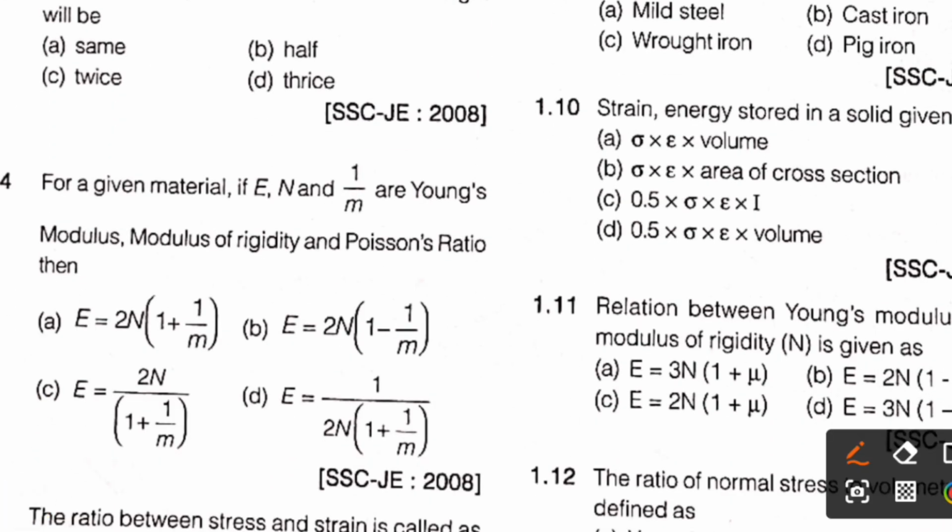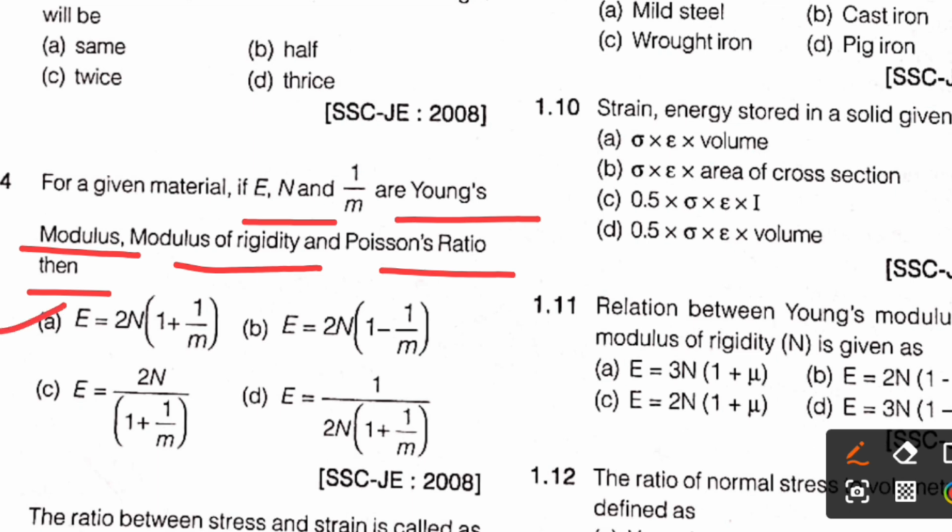Let's solve the fourth question. For a given material, if E, N, and mu are Young's modulus, modulus of rigidity, and Poisson's ratio, then which is the correct relation among the elastic constants? Option A is E equal to 2N into 1 plus 1 by m, meaning mu. Option A is correct. This one is wrong, because it is 1 plus mu that is correct, not 1 minus mu. This is also wrong. Option A is the correct one.